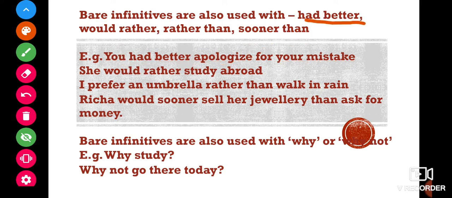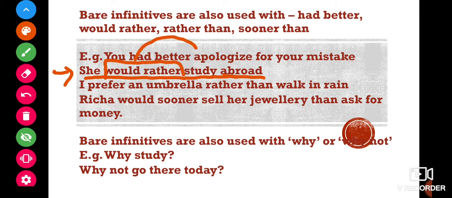And here as we can see, had better, would rather, would rather than, and sooner than, they are not bare infinitives, but in a sentence bare infinitives will be used after these words. Just like in this example, this bare infinitive is used after these words had better. Second example, she would rather study abroad. Now here after would rather we have study. Study is a verb, it is in V1 form. So study is a bare infinitive.